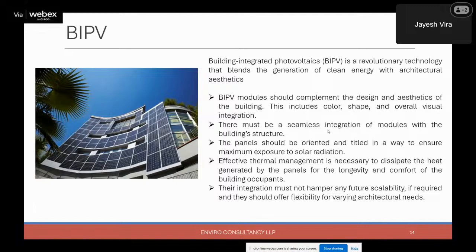Everyone was looking for more BIPV. I just introduced it at the last to create interest in this session.